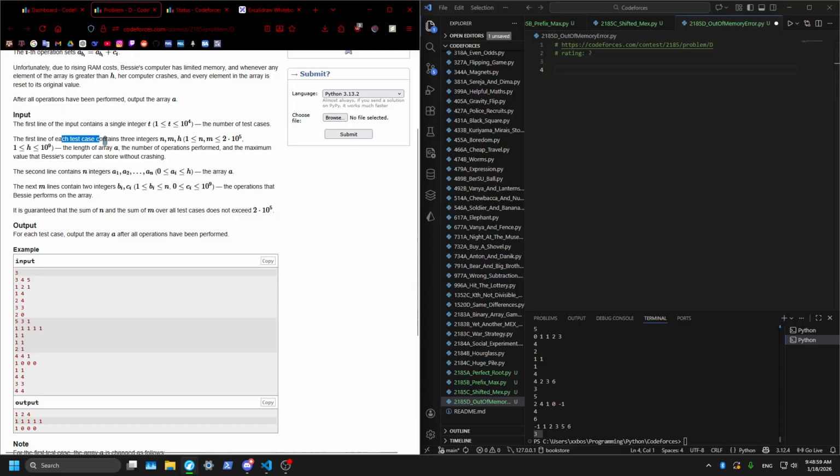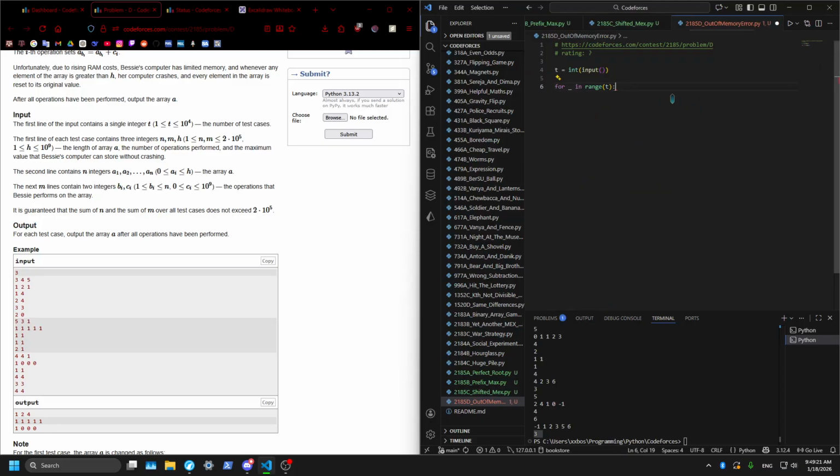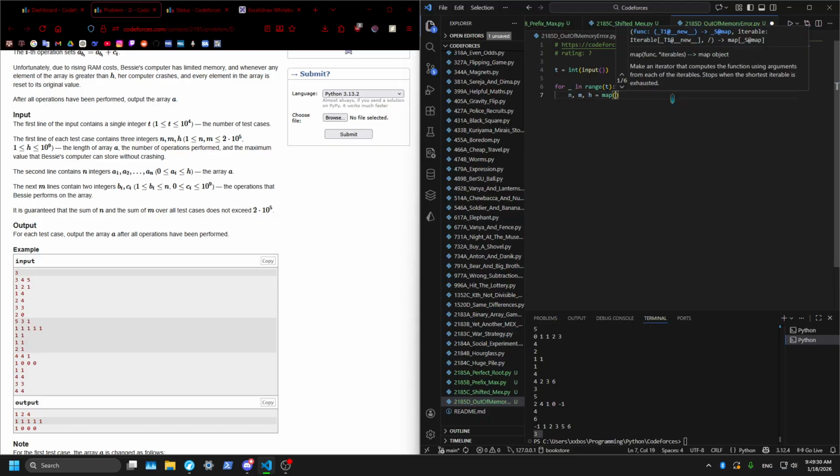First line of each test case contains 3 integers, N, M, H: the length of array A, the number of operations performed, the maximum value stored. Okay. Want something like this, and then N, M, H equals map int input dot split.